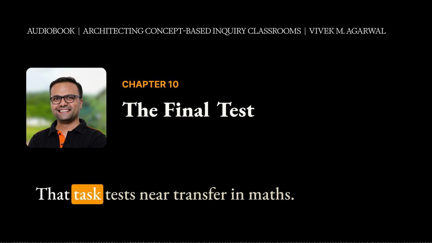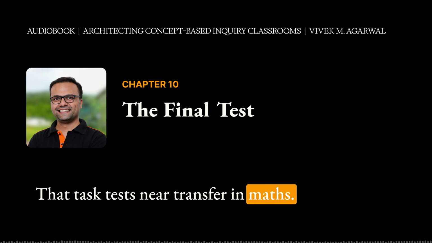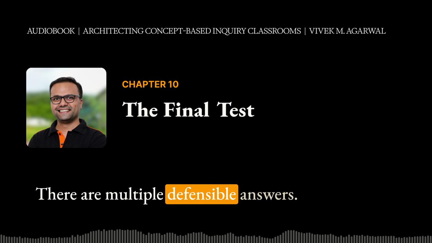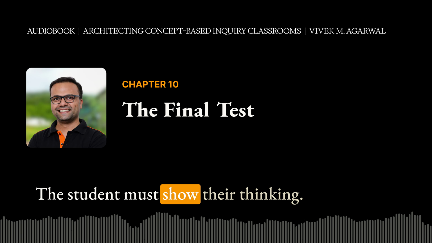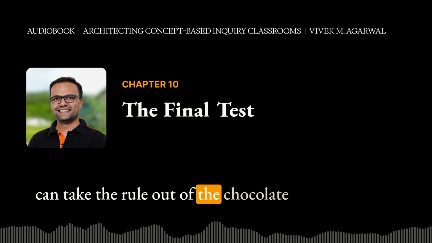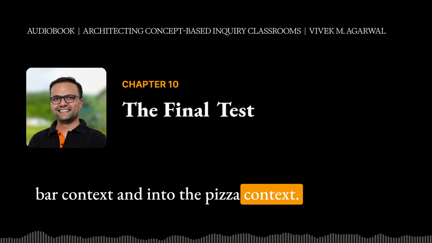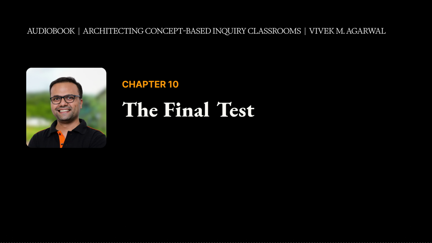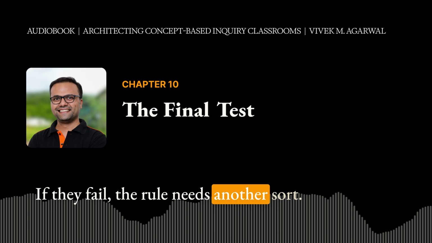That task tests near transfer in maths. The student must apply the rule. There are multiple defensible answers. The student must show their thinking. The teacher learns whether the student can take the rule out of the chocolate bar context and into the pizza context. If the student succeeds, the rule is real for them. If they fail, the rule needs another sort.